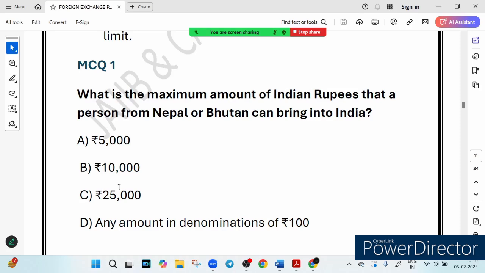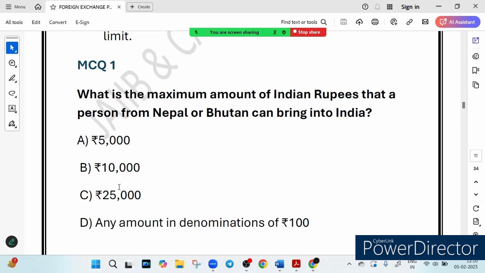So imagine Sita from Nepal is traveling to India. She thinks the limit is 5,000 rupees, but when she reaches the border, she is told that she can bring in more as long as it is in the right denomination. Option B says 10,000. This is also incorrect. Option C says 25,000. This is also incorrect. Option D says any amount in the denomination of 100.